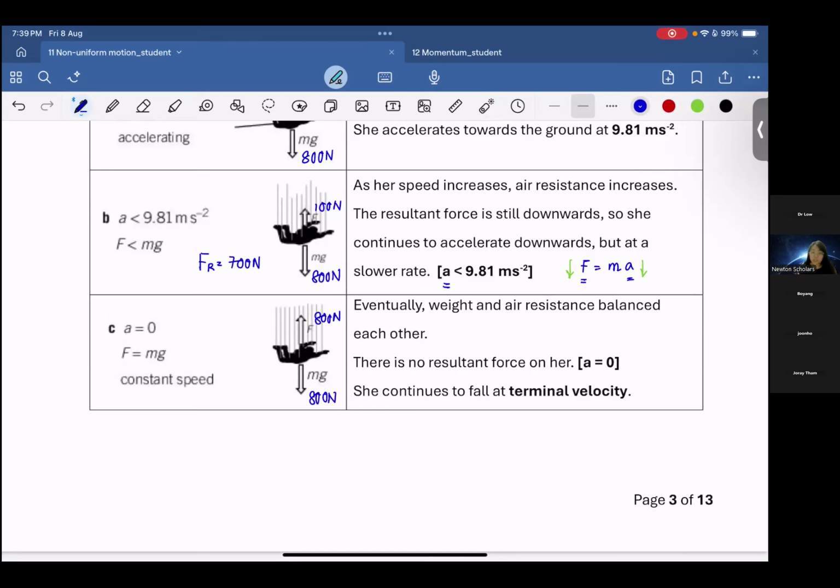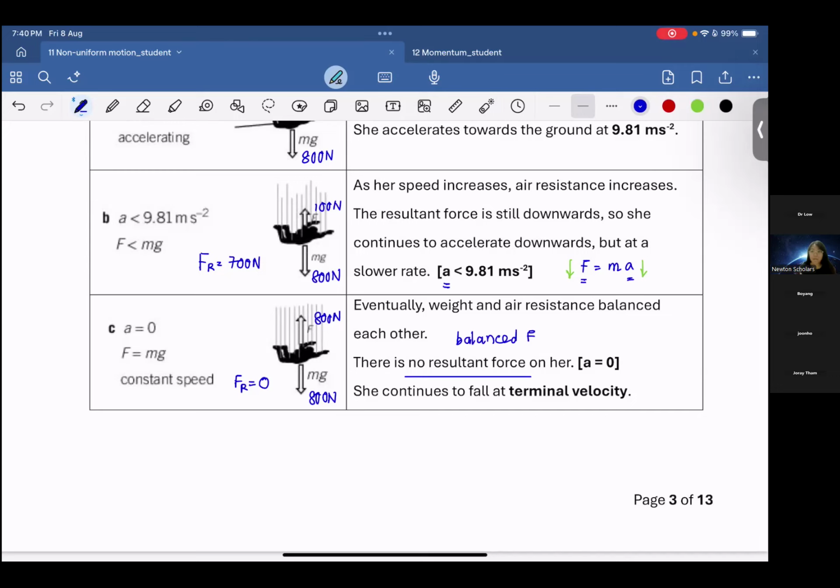So 800 Newton, the upward air resistance is also 800 Newton. So your resultant force here becomes zero. They balance out, so there is no resultant force acting. Last week I mentioned, when there is no resultant force, it becomes balanced. The forces become balanced. They will have no acceleration.